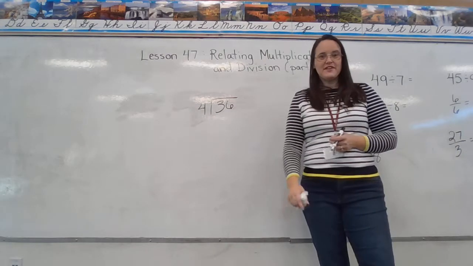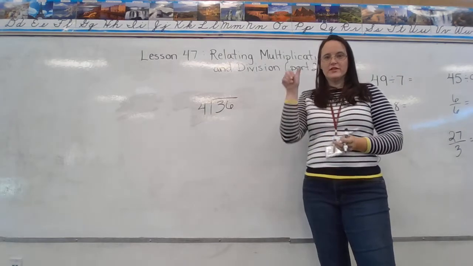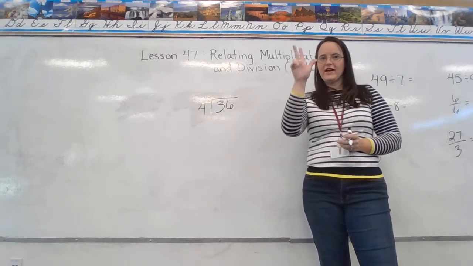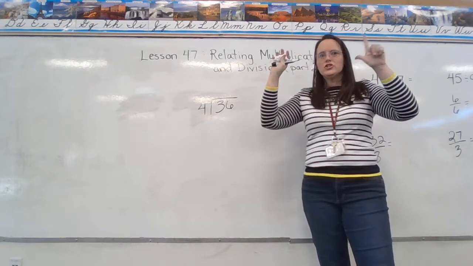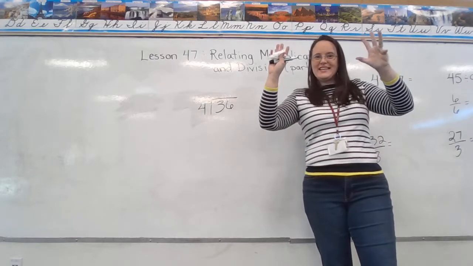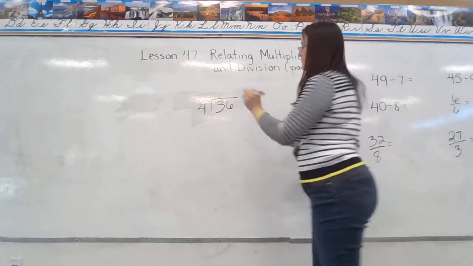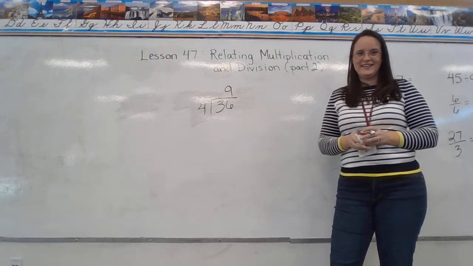So 36 divided by 4, gosh, I think I'm going to have to count up by 4s. 4, 8, 12, 16, 20, 24, 28, 32, 36. I got 9 groups of 4, so my answer here is 9.